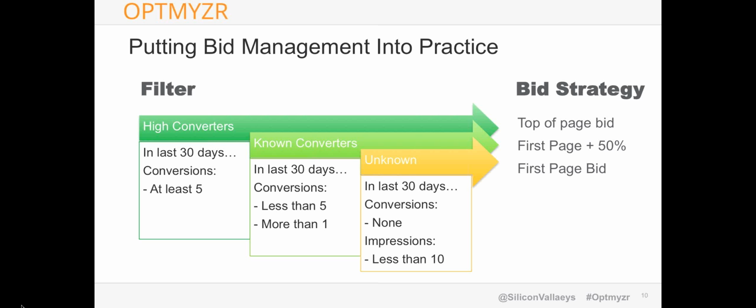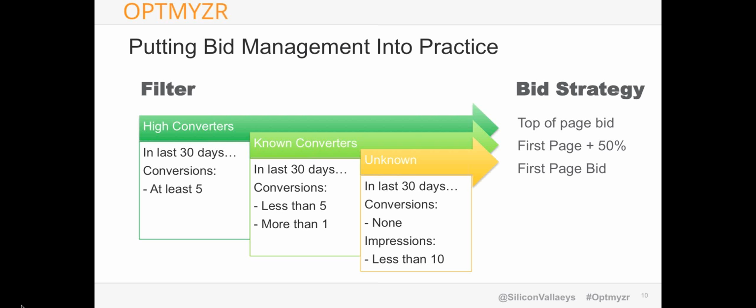And then for the unknown keywords, maybe they have very few impressions because they're not on the first page of search results. So for those, you could set something like a first page bid rule. So the point here is you can mix and match all of these strategies, and you can apply them in the right context of the account. So that's a great way to take advantage of free bid management.